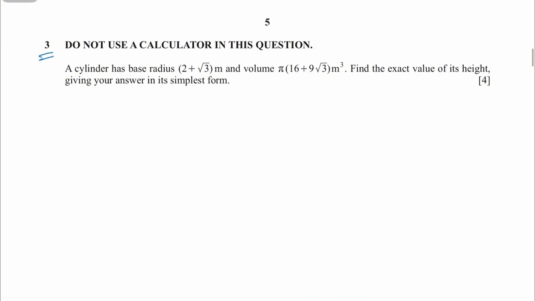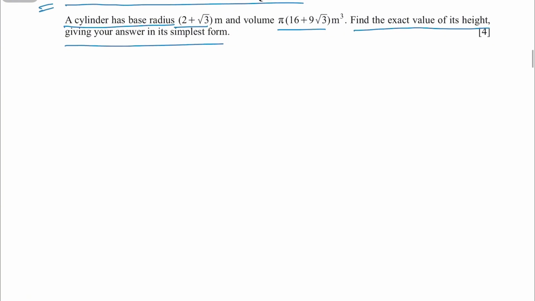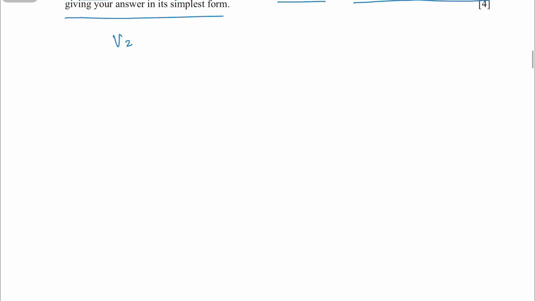So moving on, we have our question 3 where we are not allowed to use the calculator. A cylinder has base radius this, and volume as this. Find the exact value of its height, giving your answer in the simplest form. So the volume of a cylinder can be written as pi r squared h.